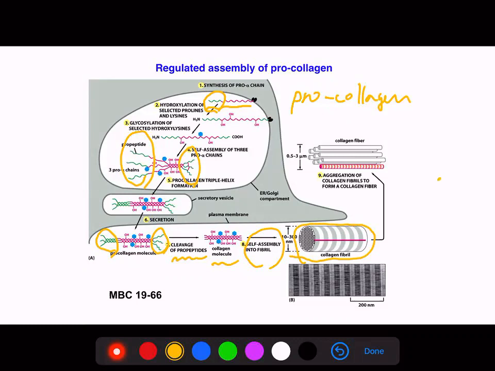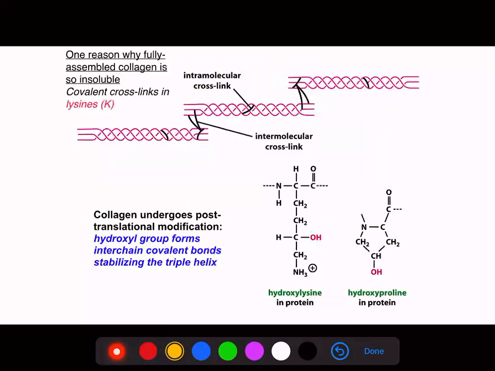So, what it is that these collagens are very insoluble, and they form a very strong and resilient fiber because they maintain covalent cross-links in the lysines, okay? Intermolecular cross-linking occurs. So they are forming a very tight interaction among the collagen molecules in the fibers, okay?